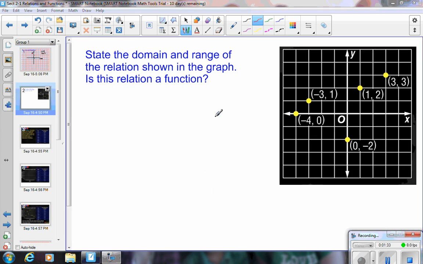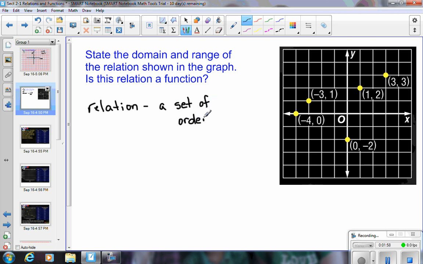Here's a set of ordered pairs that are on a Cartesian coordinate plane. And the question here: state the domain and range of the relation shown in the graph. Is this relation a function? Well, first of all, a relation is just a set of ordered pairs. So here we have a set of ordered pairs that are graphed, and we have our set notation.